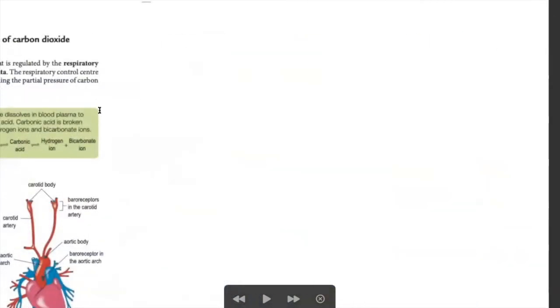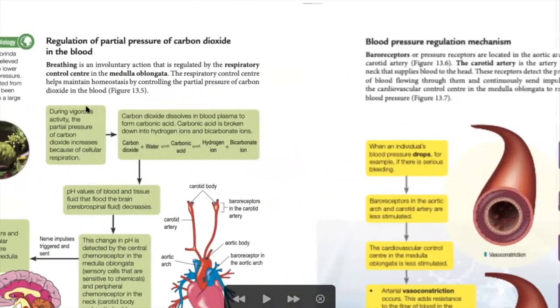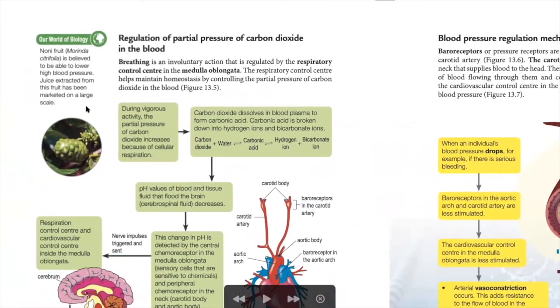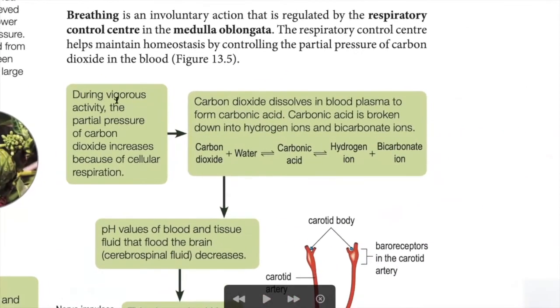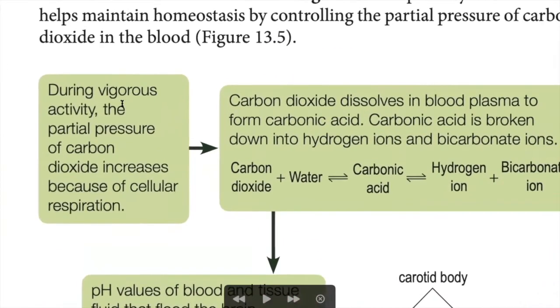Okay, so apa pula ni? Okay, itu kisah satu. Awak tengok kat sini dulu. Okay, kita nak baca, kita tengok ini je. Okay, awak tengok sini. Okay, during vigorous activity, the partial pressure of carbon dioxide increases because of cellular respiration. Cikgu, apa maksud partial pressure? Okay, partial pressure tu maksudnya adalah concentration.